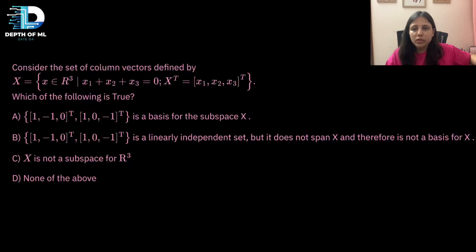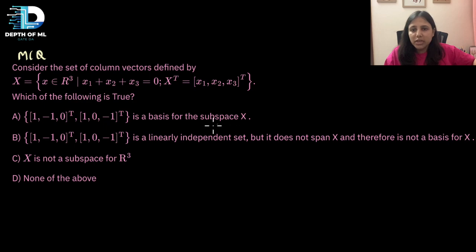Okay, fine. Now let's see this question. Consider the set of column vectors defined by x, where x comes from R3, such that x1 plus x2 plus x3 is equal to 0, and x transpose is written as this. Which of the following is true? So we have to find which of the following statements is true. This is an MCQ question.